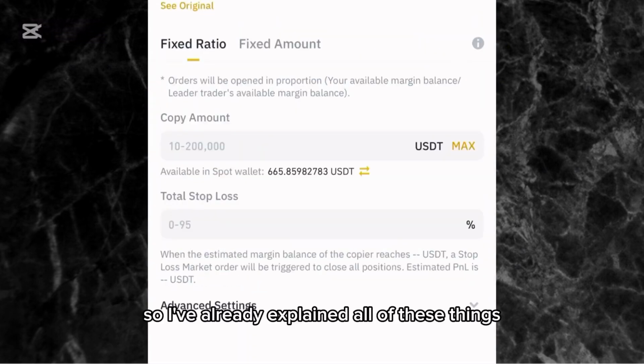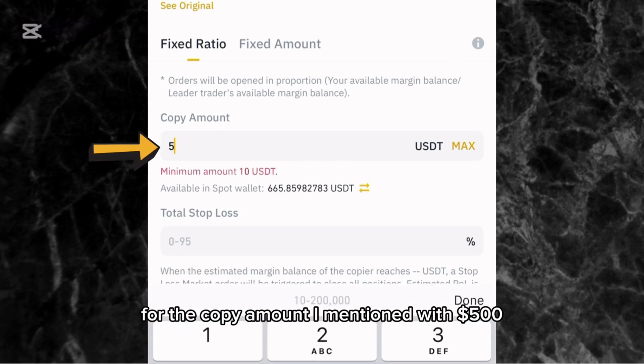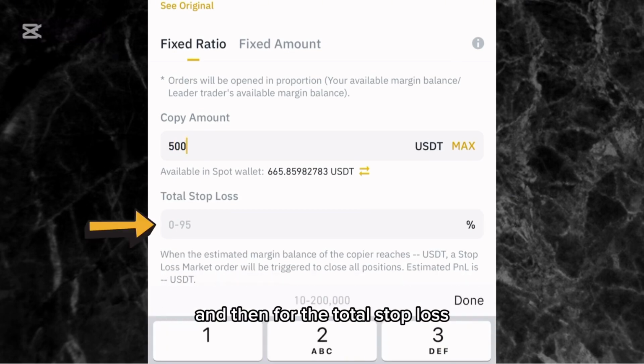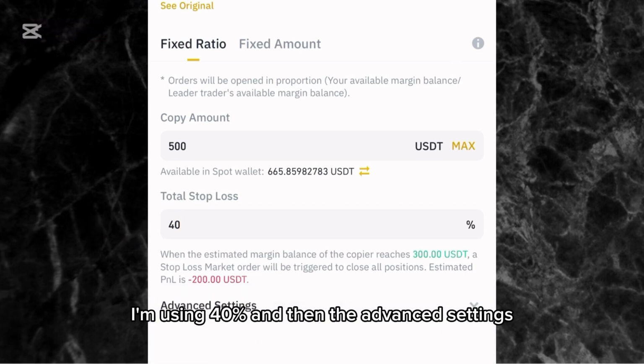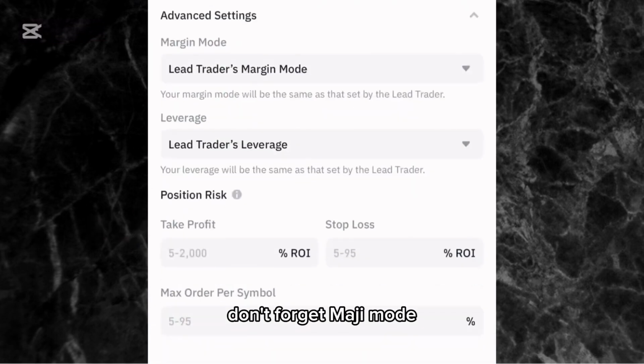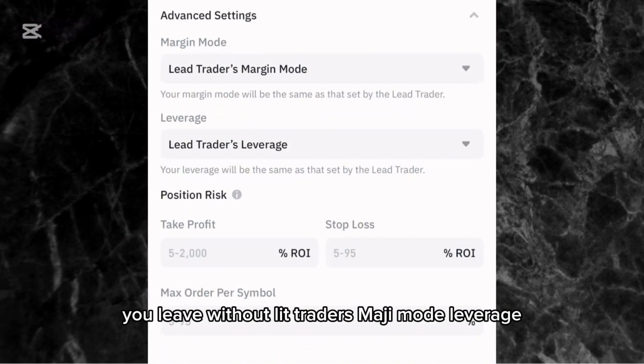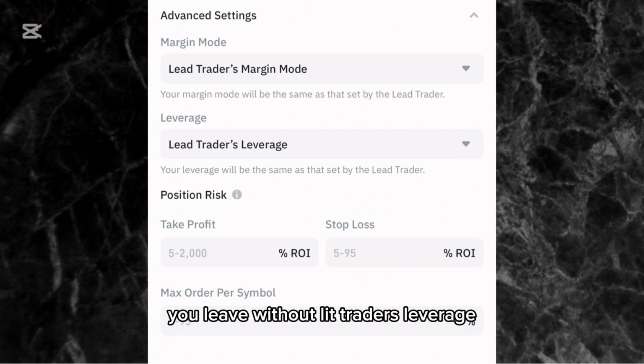I've already explained all of these things, so I'll just enter the details right there straight away. For the copy amount, I'm entering $500. And for the total stop loss, I'm using 40%. And then the advanced settings, don't forget, margin mode, you leave it at lead trader's margin mode. Leverage, you leave it at lead trader's leverage. And then the take profit and stop loss, I said I'm leaving it, but you might decide not to leave it and put something there.